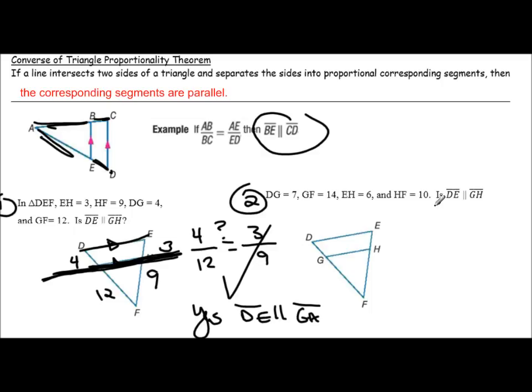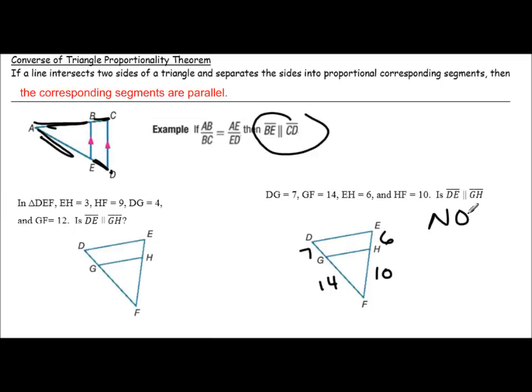Okay, so I want you to do the same thing with the second example. Pause the video and let me know, is DE parallel to GH? Make sure your picture has the missing side lengths or has all the side lengths labeled. And no, DE is not parallel. I'm going to put a little slash through the parallel sign.